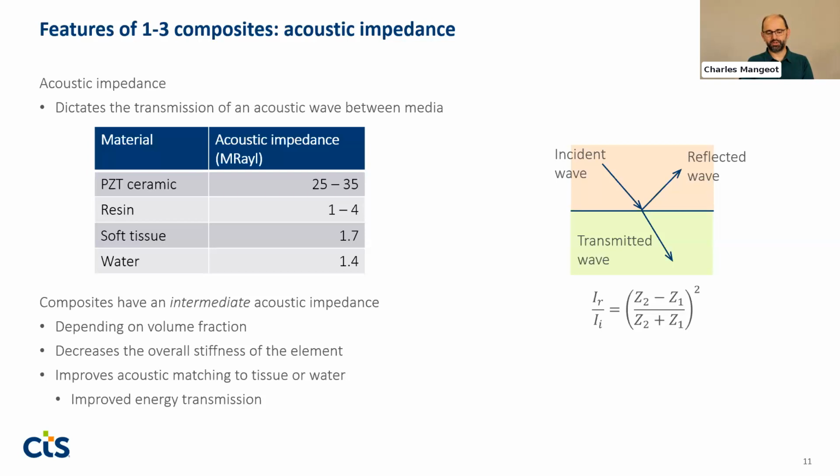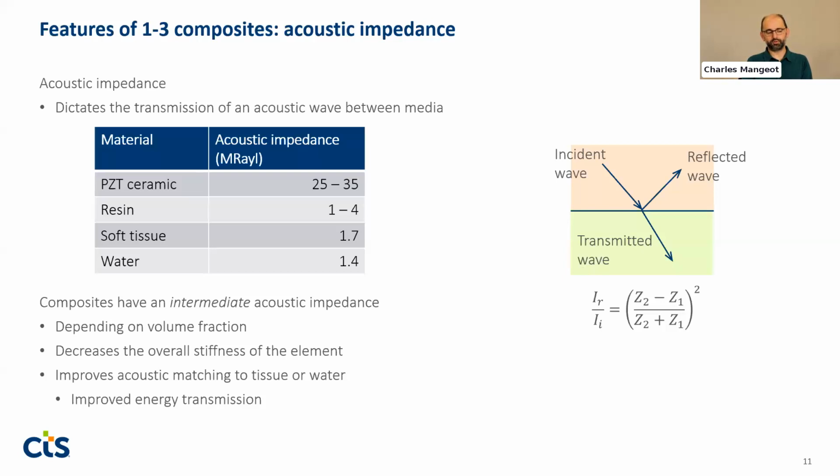If you have a big difference in acoustic impedance, then most of the wave is going to be reflected at the interface. And if there is a small difference, then most of the wave is going to be transmitted. So we have this equation here that expresses the intensity of the reflected wave compared to the incident wave. If there's a big difference, then the wave gets reflected.